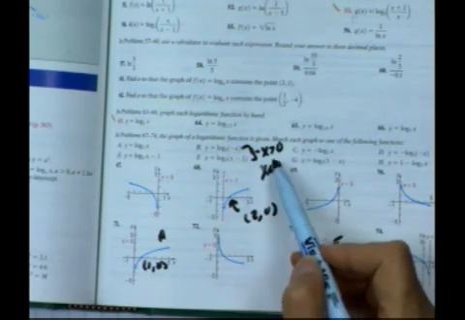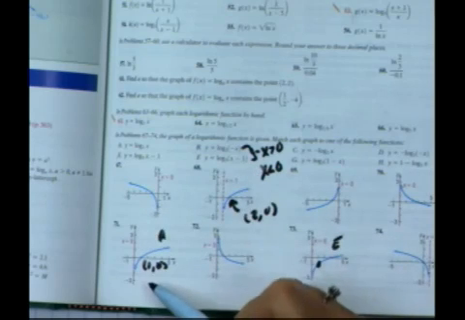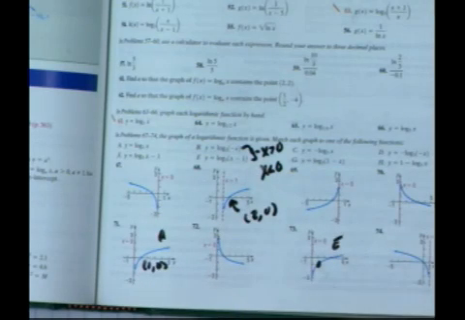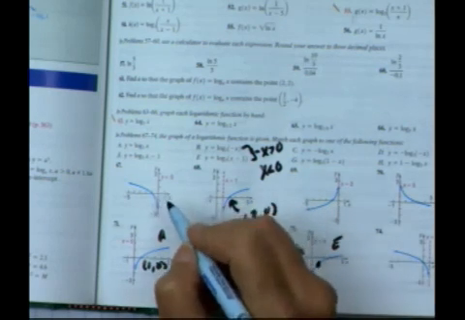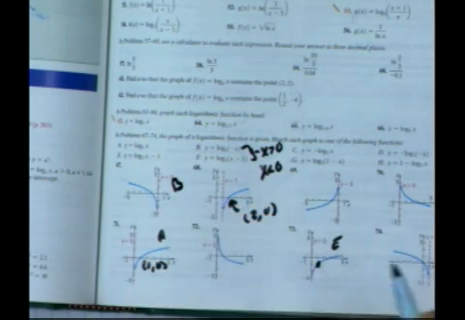So you got your same graph as number 71, except now it's flipped across the y-axis. Which one is that going to be? 67. Okay, does that get you going again on these?